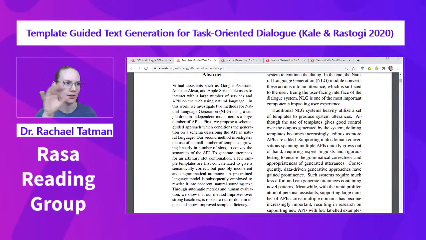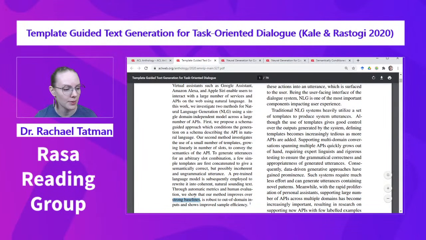A pre-trained language model is subsequently employed to rewrite it into a coherent, natural-sounding text. So you take that sort of disjointed sentence, you run it through a transformer model, and out you get something. I think they use T5 as their transformer model. Through automatic metrics and human evaluation, we show that our method improves over strong baselines, is robust to out-of-domain inputs, and shows improved sample efficiency.